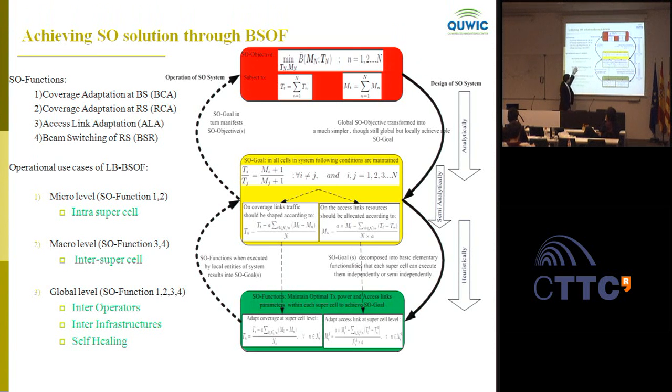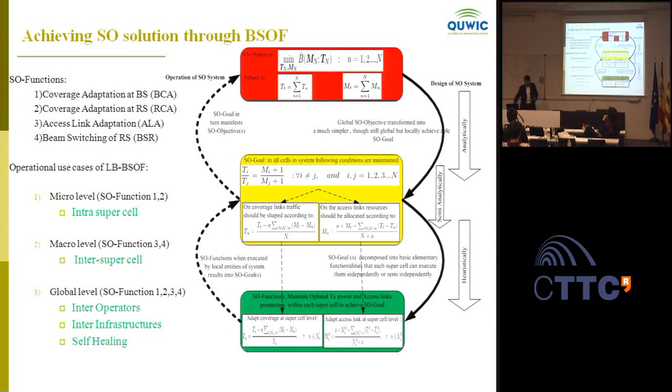Okay, once we have that, then what we can do is implement these two conditions using any of these 4 SO functions. Unlike the previous solution, where we had just one SO function, which was tilt optimization, here we can have 4 SO functions. For example, first is coverage adaptation at the base station. The base station can change its coverage to effectively control the number of users, which will keep the blocking to a minimum. Or a relay station can change its coverage. Or access link adaptation. Access link means the base station.